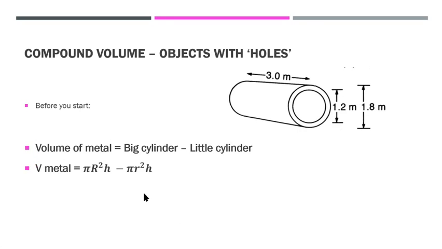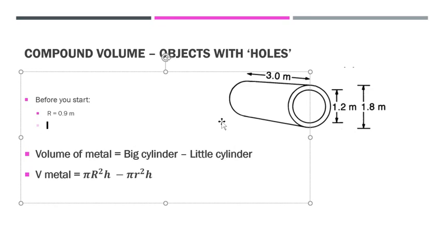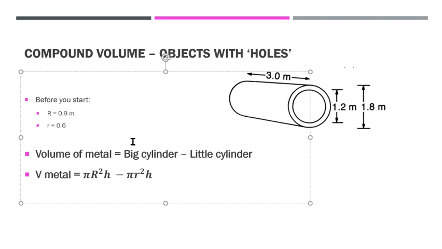Now, before we start, the trick with this is we need to have the radius of the small and the large cylinder. So I'm going to use a big R for the big one. The radius is 0.9 meters, half of 1.8. The little r is going to represent the radius of the smaller cylinder. So half of 1.2 is 0.6, and I'm going to write that down just so it's in front of me.